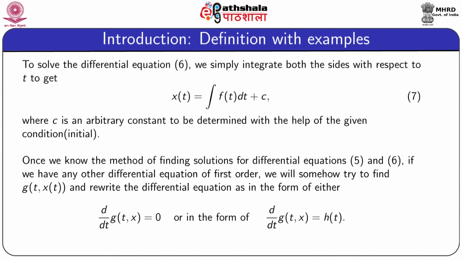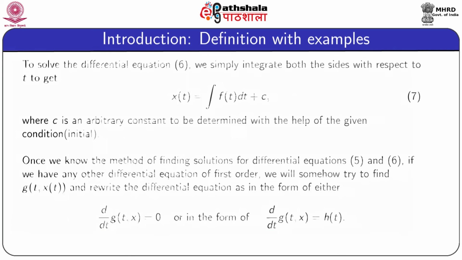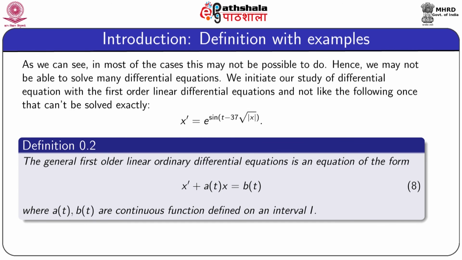Once we know the method of finding solutions for differential equations 5 and 6, for any other differential equation of first order, we will somehow try to find a function g and rewrite the differential equation in the form d/dt of (g(t) x) equal to 0, or in the form d/dt of (g(t) x) equal to some function of t, say h(t). As we can see, in most cases it may not be possible to do so. Hence, we may not be able to solve many differential equations.